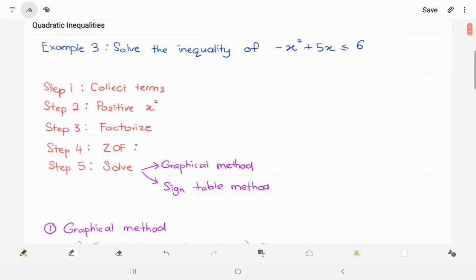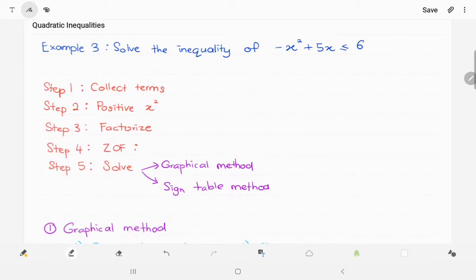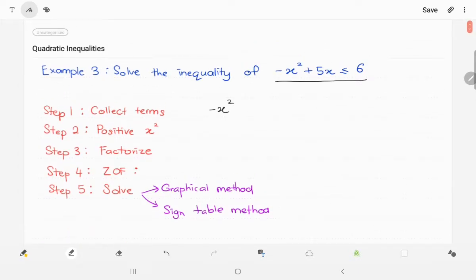Okay, as you can see here, our first step is collect terms. Our quadratic equation is still not collected on one side, so we need to collect all terms to the left side. So here 6 is on the right side, so bring it to the left side. So we'll get negative x squared plus 5x minus 6 less than equal 0.